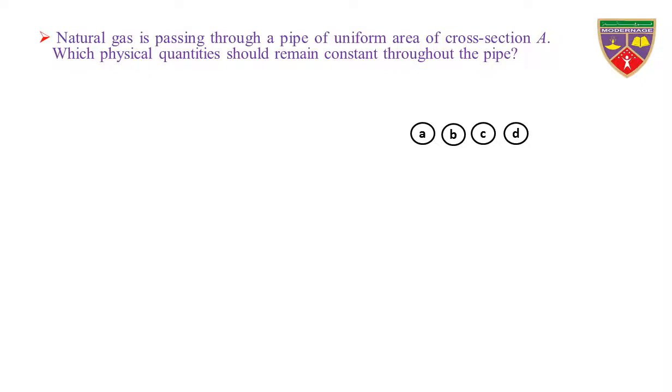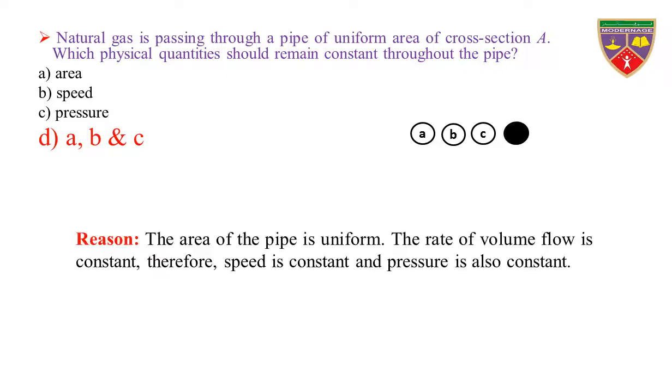Natural gas is passing through a pipe of uniform area of cross-section A. Which physical quantities should remain constant throughout the pipe? Option A, area; option B, speed; option C, pressure; option D, A, B and C. The key is D, A, B, C. Therefore, the correct option is D.